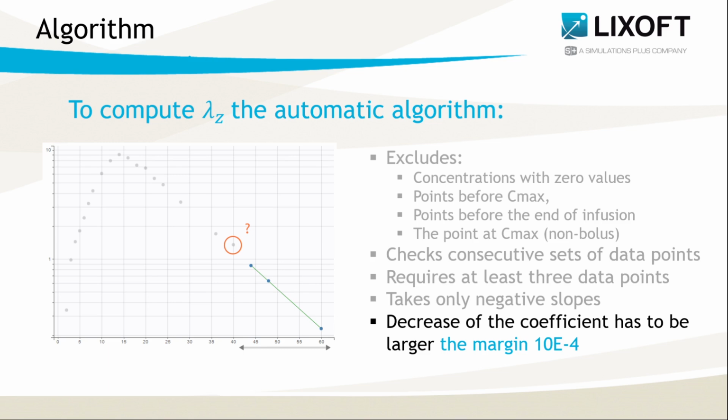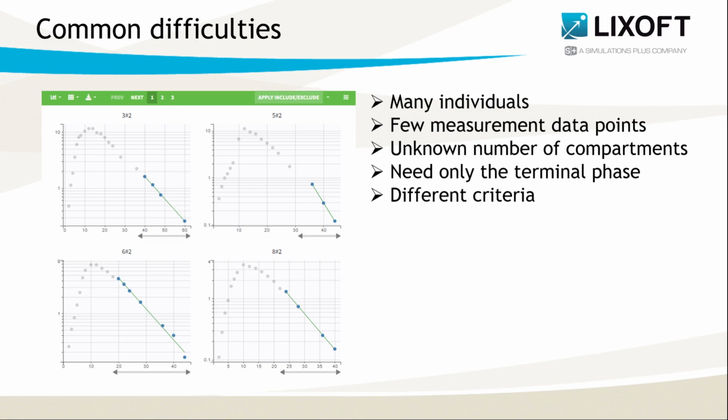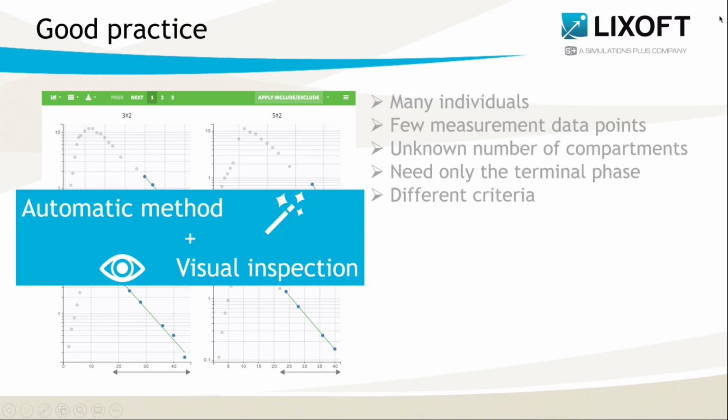Selecting a correct number of points is very important, as it can affect values of different NCA parameters. The automatic procedures are convenient, for example, when there are many individuals and the manual selection would take a very long time. However, these automated methods can be suboptimal in more complex cases or if there is a lot of variability in the data. So it is a good practice to combine these automatic methods with the visual inspection of each PK profile to assure that the interval for the terminal elimination phase has been correctly selected.